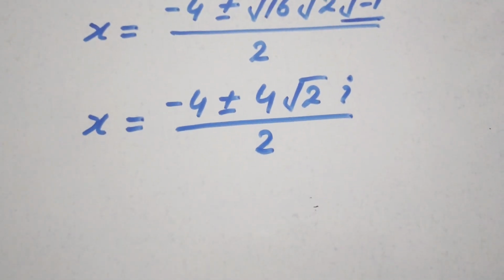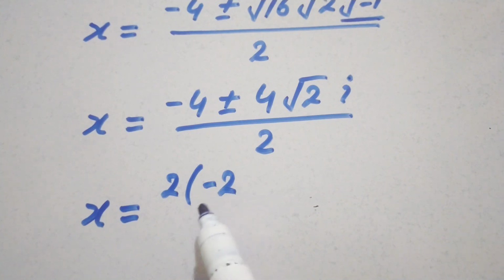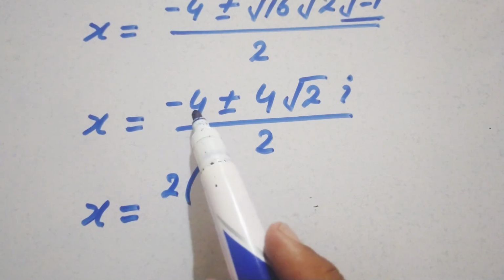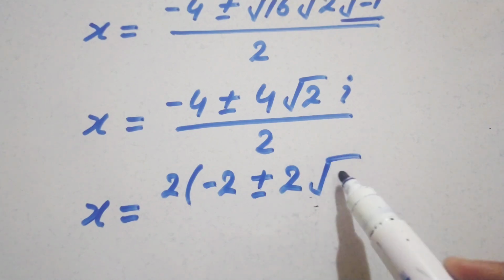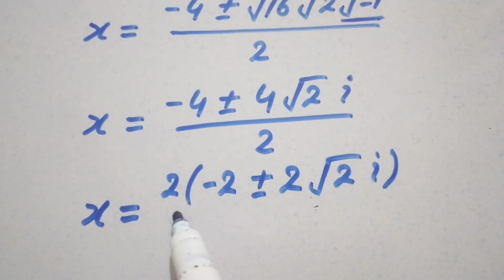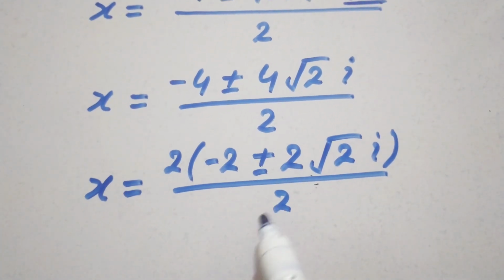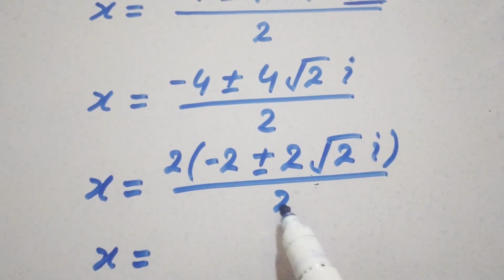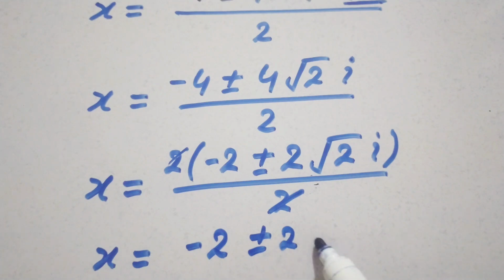Now from numerator we can factor out 2. So inside here minus 2 will multiply with 2, and we get minus 4 plus minus 2 multiplied by 2 square root 2 i, divided by 2. So finally we get x is equal to, these two will cancel out each other. We are left with minus 2 plus minus 2 into square root 2 i.